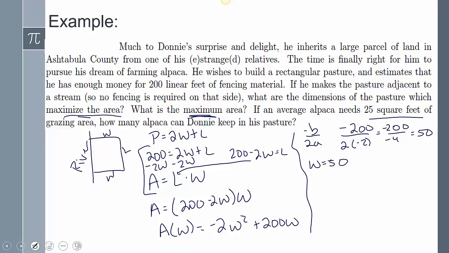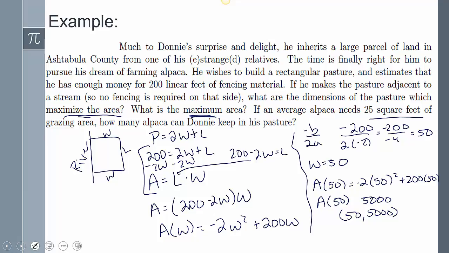Now to find what my area is going to be when my width is 50, I have to plug it back in, and so that's going to be negative 2 times 50 squared plus 200 times 50. Entering that into my calculator, negative 2 times 50 squared plus 200 times 50, that's going to give me 5,000. So that is going to be my maximum.